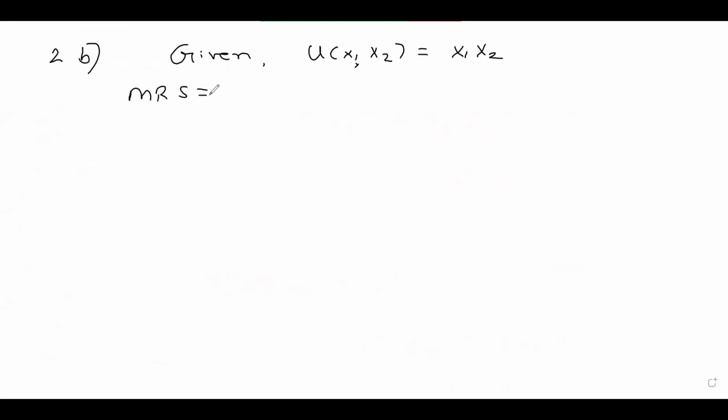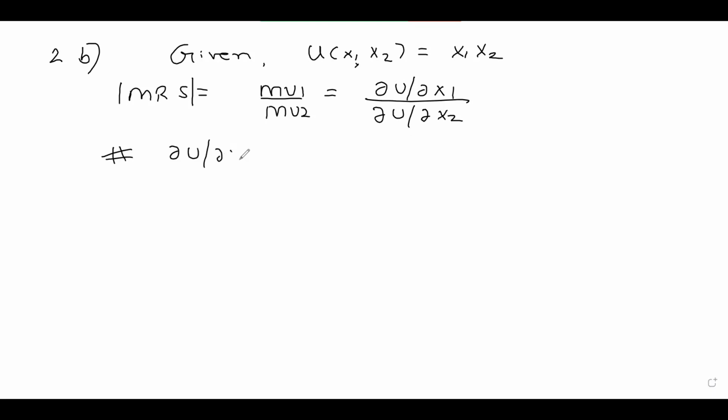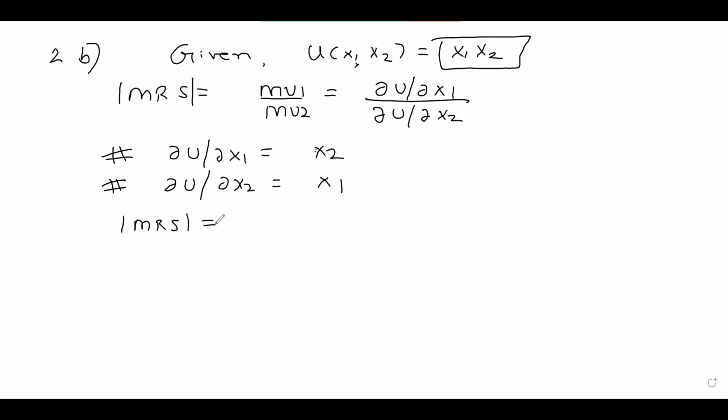How do I find MRS? In absolute terms, my MRS is nothing but MU1 by MU2. MU1 is del u by del x1, the partial derivative of the utility function with respect to x1. MU2 is the partial derivative of the utility function with respect to x2. What is del u by del x1? If I partially differentiate the utility function with respect to x1, I get x2. If I partially differentiate it with respect to x2, I get x1. So my absolute value of the MRS is x2 by x1.